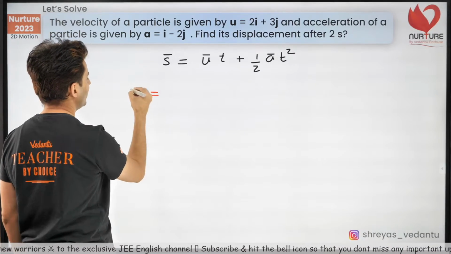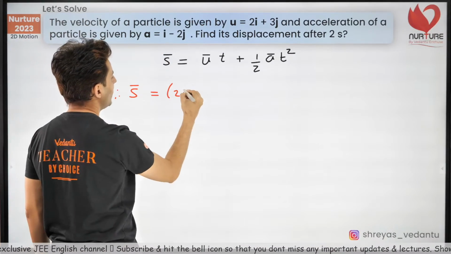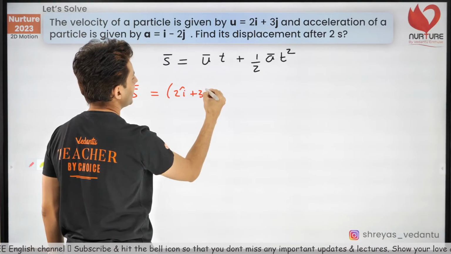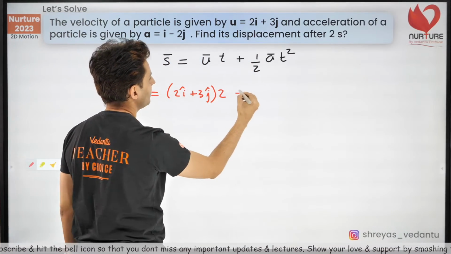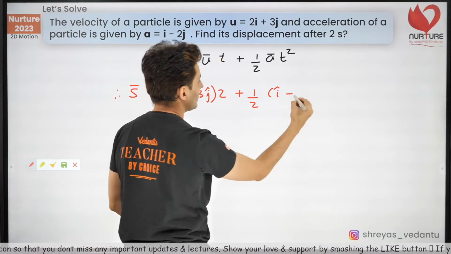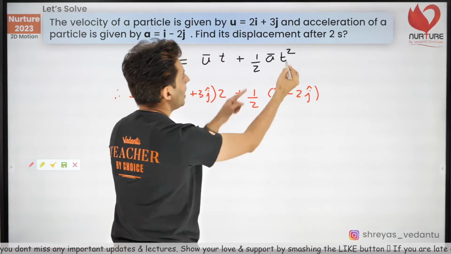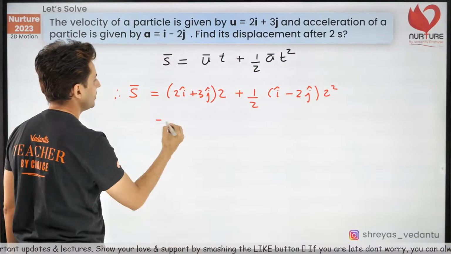Alright. So, first off, u vector, what's u vector? That's 2i cap plus 3j cap. How many times? T times. What is t? 2. Okay. Plus half a vector, that's i cap minus 2j cap. How many times? T square times, that is 2 square times.